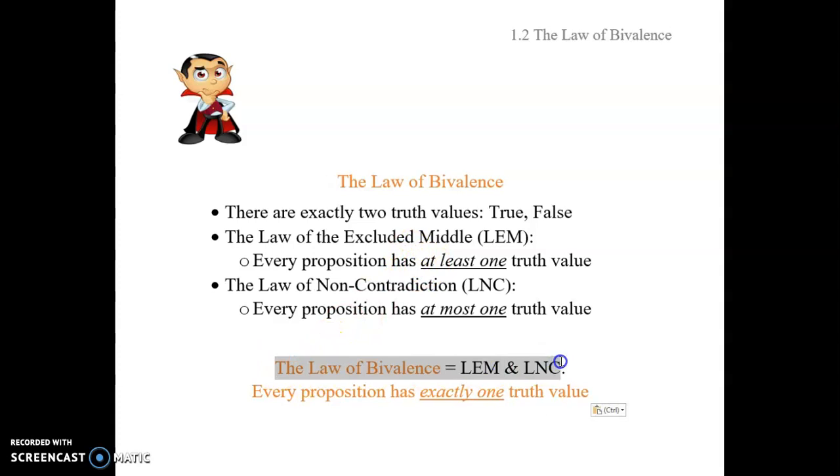So the law of bivalence is just both of those together, and when you combine the at least one and the at most one, you end up with exactly one. Every proposition has exactly one truth value, true or false, regardless of whether we know the truth value of the proposition in question. That holds.